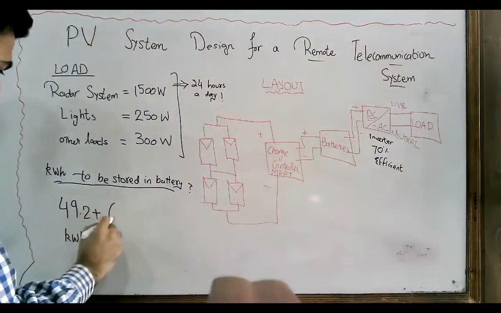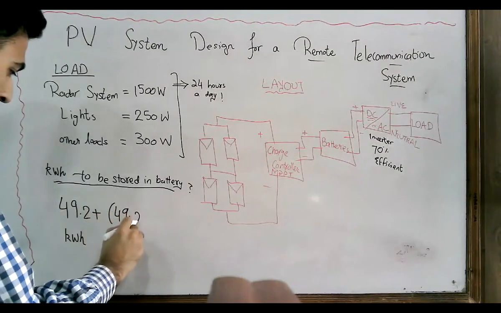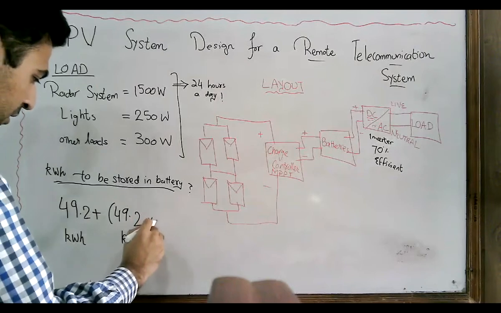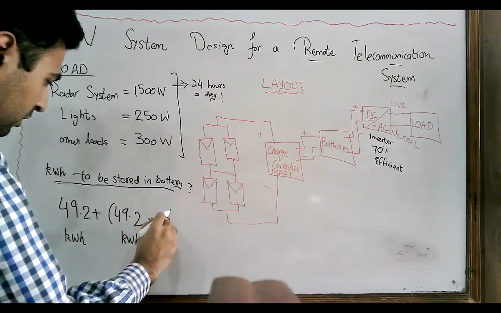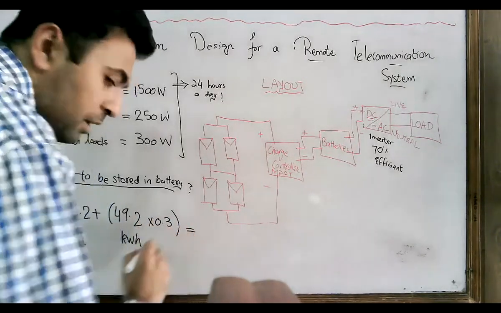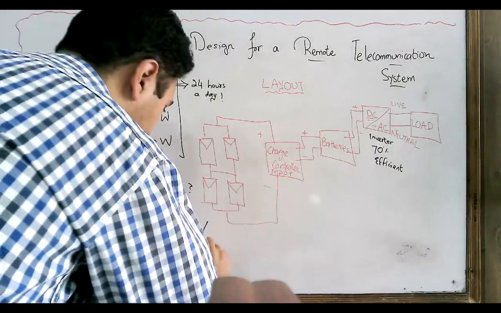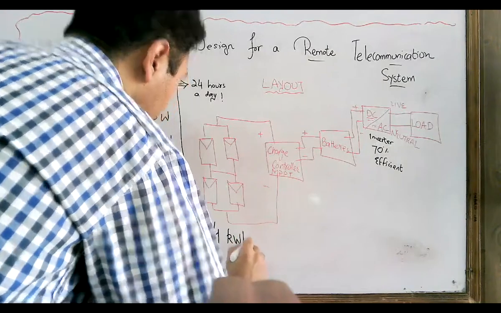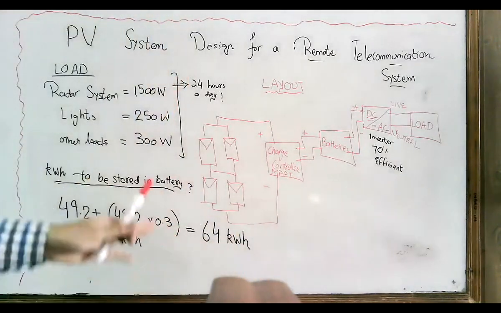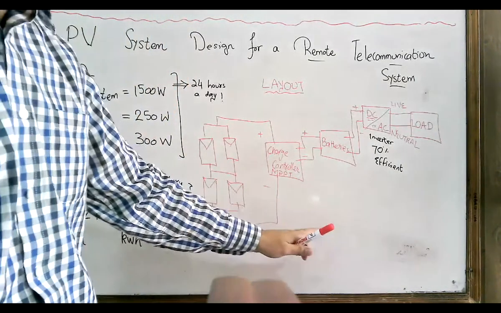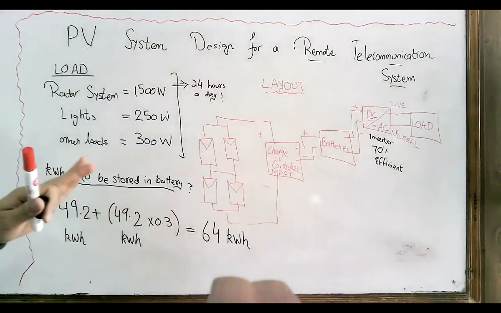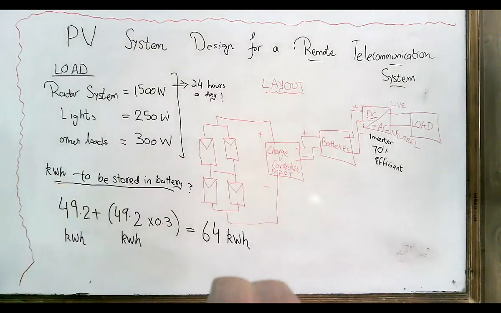Okay, plus since the inverter is 70% efficient, it means there is a 30% loss. Adding the losses, we need around 64 kilowatt hours. So how much energy you have to store in the batteries is 64 kilowatt hours. Clear?